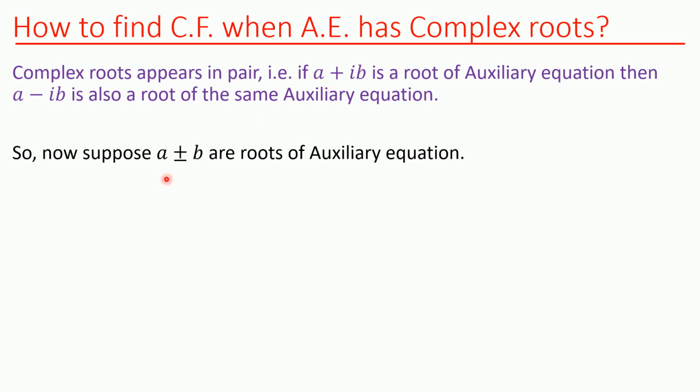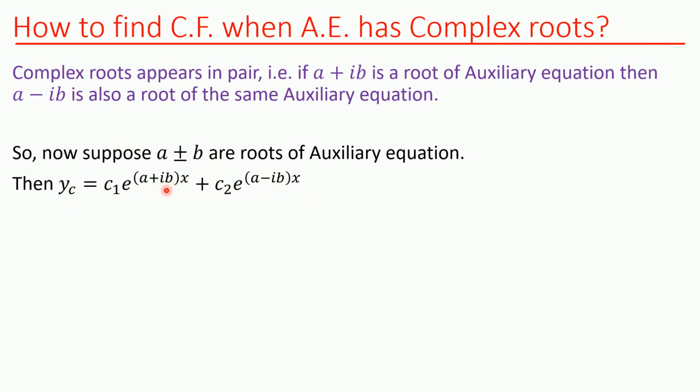Now suppose we have a plus or minus ib, I forgot, there is a printing mistake. It should be a plus or minus ib are the roots of the auxiliary equation. Let us assume this. Then yc, the complementary function, will be c1 e raised to (a plus ib)x plus c2 e raised to (a minus ib)x. This is what we studied initially when we got distinct roots. This is how we can find yc.